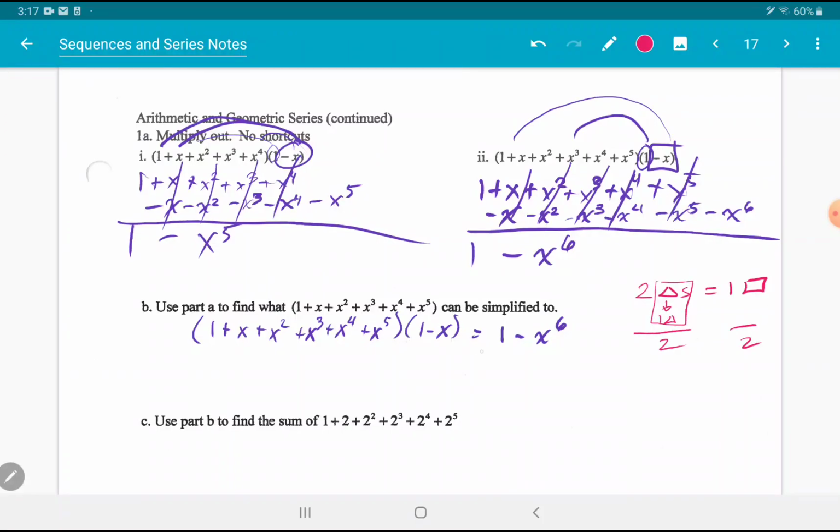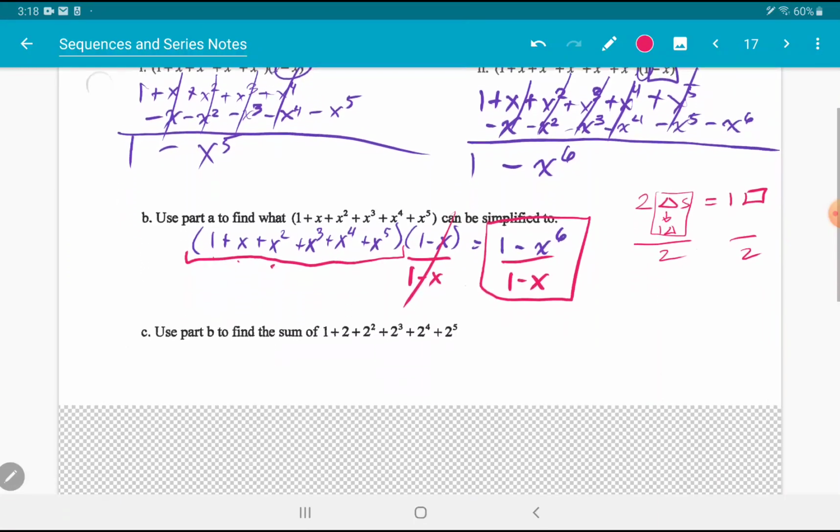That's the idea that we see here. If all I want is 1 plus x squared plus x cubed all the way to x to the fifth, then what we can do is divide both sides by 1 minus x. And that's it. I mean, there it is, right? 1 plus x squared all the way to x to the fifth is going to give us this value right there. That's it. Okay?